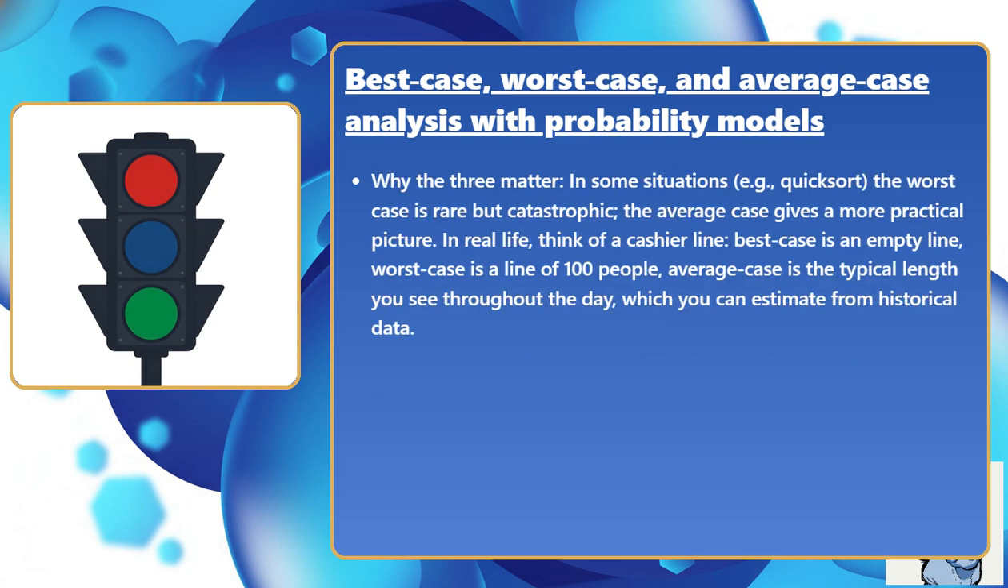Why do the 3 matter? In some situations, for example quicksort, the worst case is rare but catastrophic. The average case gives a more practical picture. In real life, think of a cashier line. Best case is an empty line, worst case is a line of 100 people. Average case is the typical length you see throughout the day, which you can estimate from historical data.